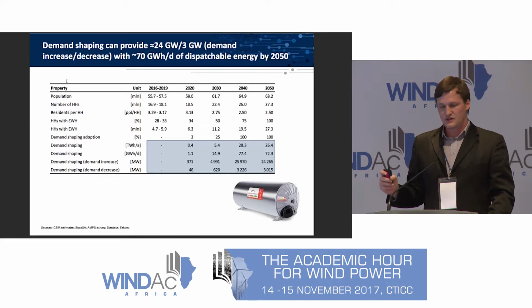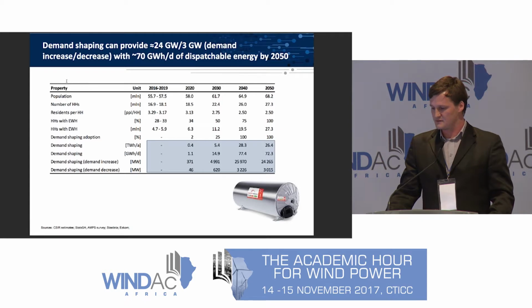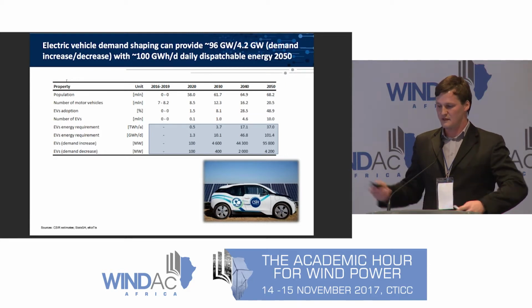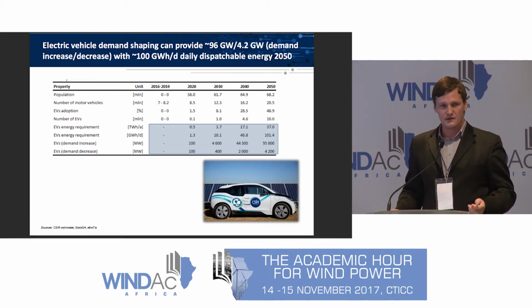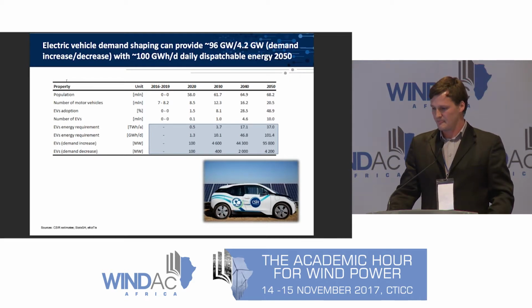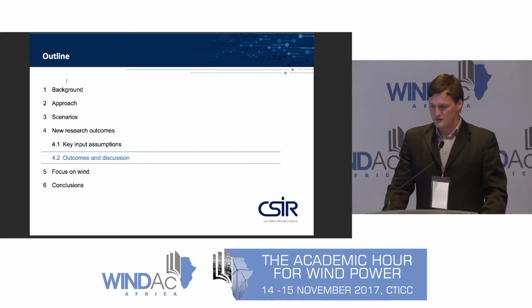One of them is electric water heating, so domestic electric water heating. And if you're interested, you can go and have a look at what the parameters are that define this. But I'll try and skip through this just to give an idea of some of the outcomes. The other opportunity is electric vehicles and the use of electric vehicles for demand shaping in the long term. Not necessarily early on in 2020, but towards 2030, 2040, and 2050. So I'll rather go to the outcomes, and this is where it's probably more interesting.